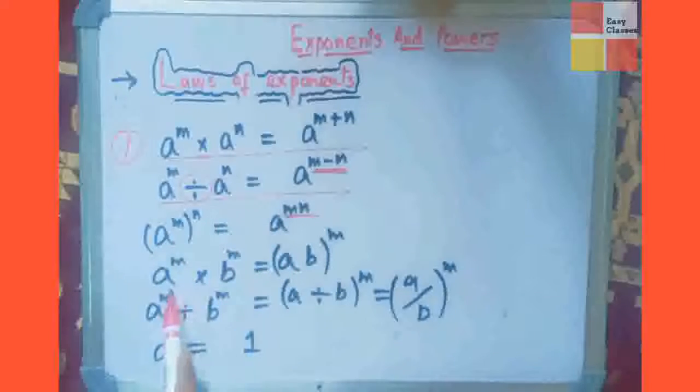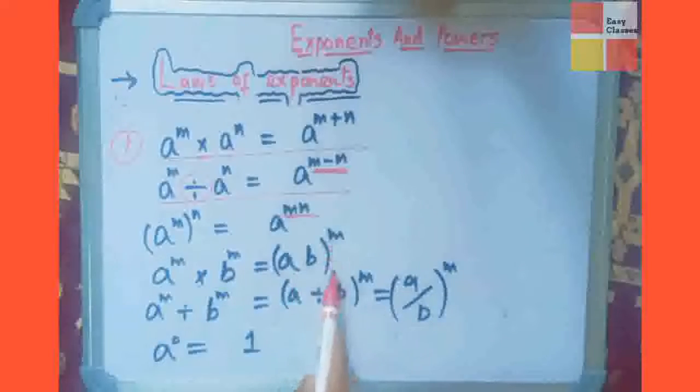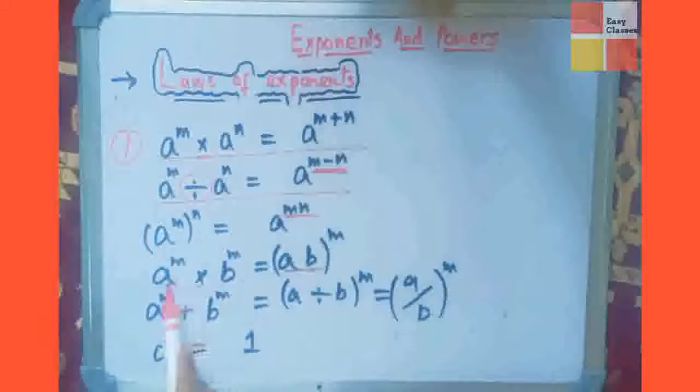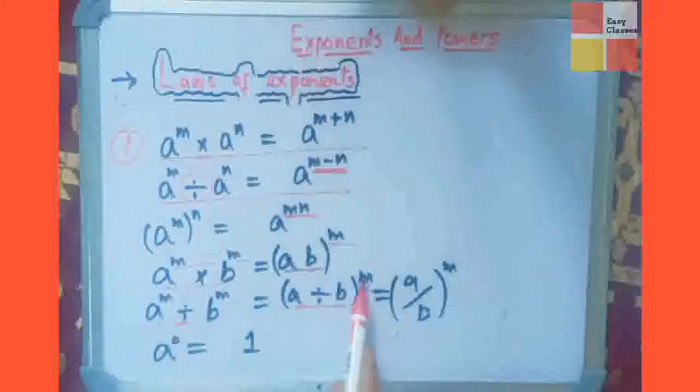When there are two powers of the same base, then the powers are multiplied. When the power is same, base is different, and the operation is multiplication, then the power is taken common, and these two are multiplied. Then here is the operation of division, here these are divided, and the power is taken as common, right?